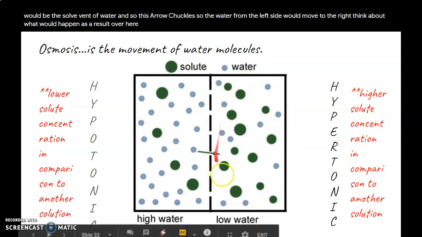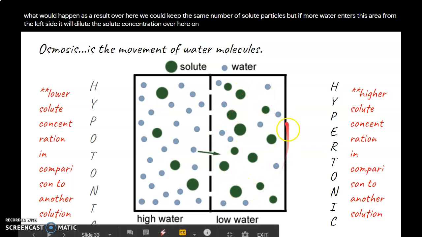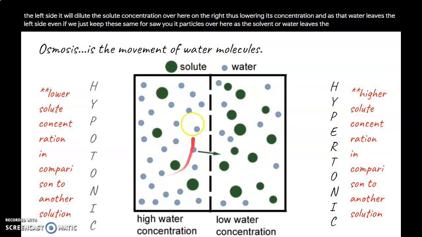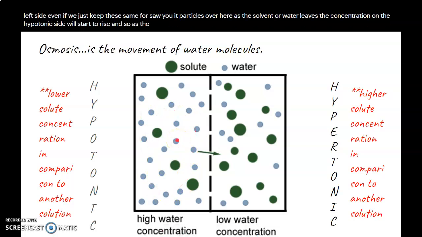Over here, we could keep the same number of solute particles, but if more water enters this area from the left side, it will dilute the solute concentration over here on the right, thus lowering its concentration. And as that water leaves the left side, even if we just keep these same 4 solute particles over here, as the solvent or water leaves, the concentration on the hypotonic side will start to rise. And so as the concentration on the left rises and the concentration on the right starts to fall, eventually, same as before, equilibrium will be achieved.